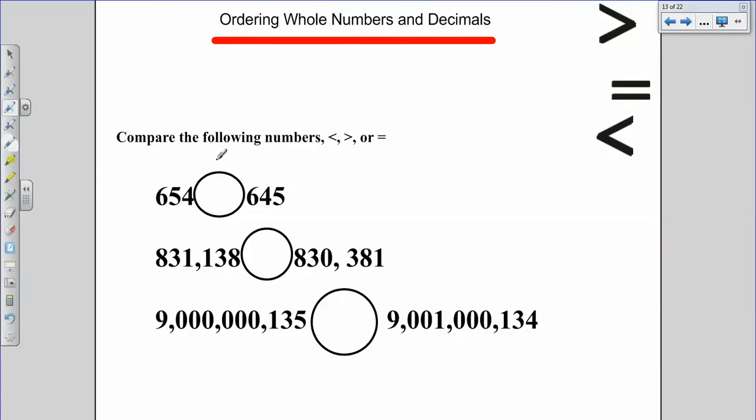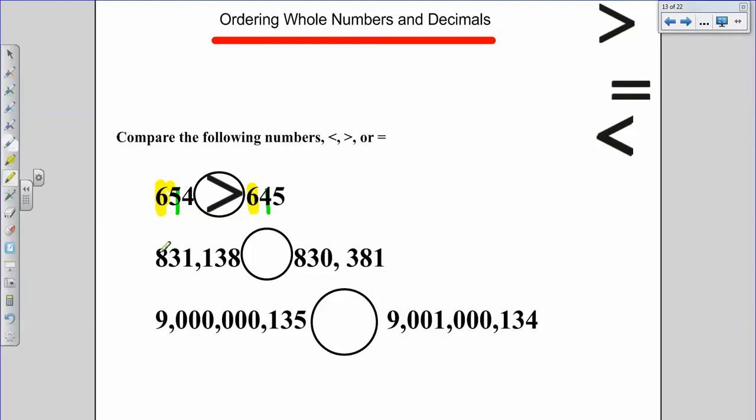All right, so this time we're only going to be comparing 2 numbers. Real quickly, it's going to be the same process. They're both in the 600s, so the next number I'm going to look at is my 5 and my 4. That means that 654 is going to be greater than 645.